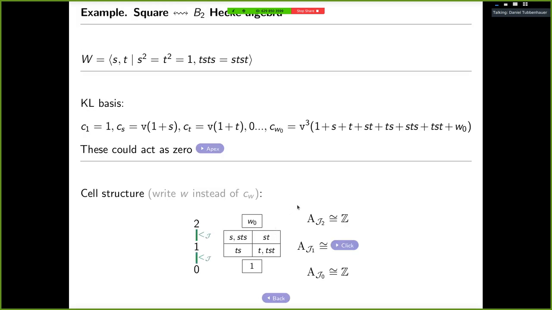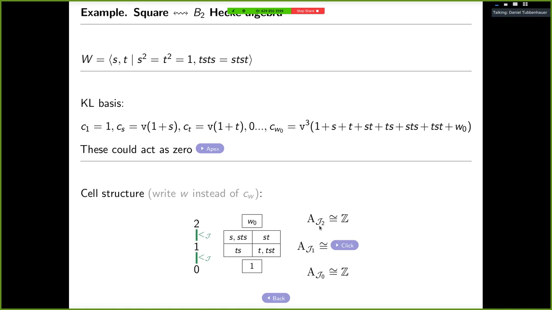An apex is always, you just check what the matrices actually are in your representation, and you do the calculation and see that the Kazhdan-Lusztig basis elements up to a certain point act as non-zero, and from a certain point onward act as zero. And this breaking point is where you draw your line. This is where your apex ends. So here you have three apexes.